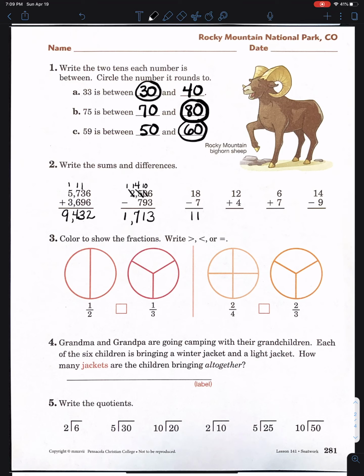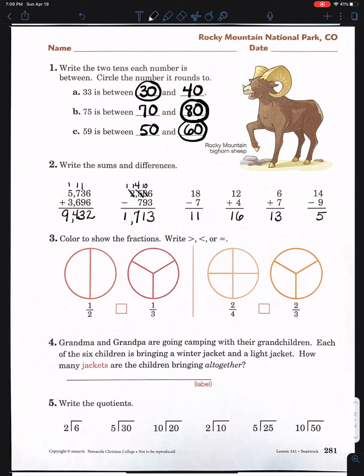12 plus 4. Well, 12 and 4 more is 16. What is 6 plus 7? 6 plus 7 is 13. And finally, 14 minus 9. 14 minus 9 is 5.